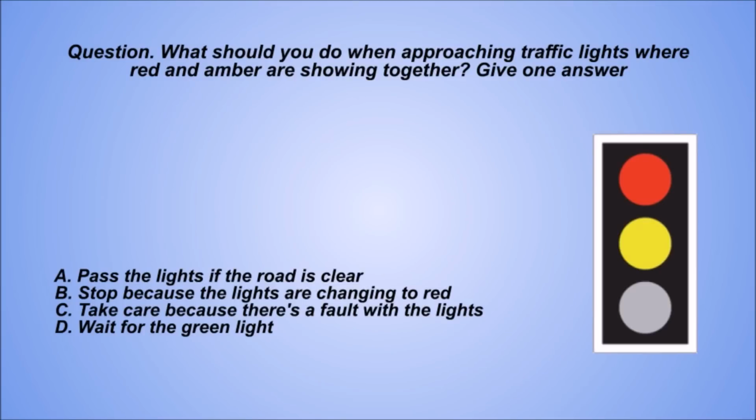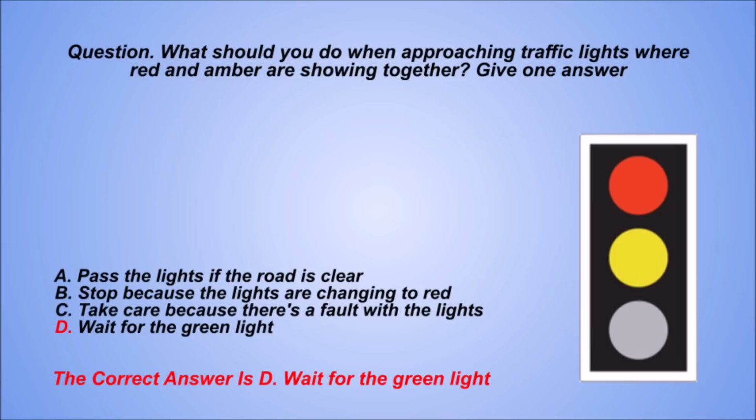Question. What should you do when approaching traffic lights where red and amber are showing together? Give one answer. A. Pass the lights if the road is clear. B. Stop because the lights are changing to red. C. Take care because there's a fault with the lights. D. Wait for the green light.